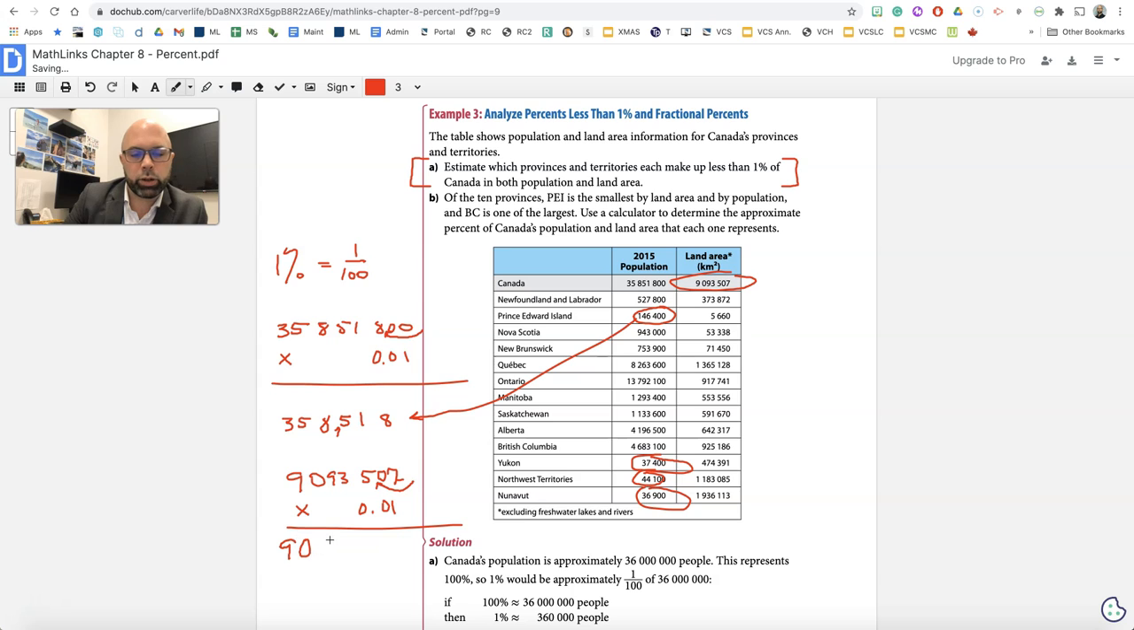Now, again, I want to show you what I'm doing, and I'm sort of taking this slow, but as you do more of these problems, you'll be able to look at a number and instantly say, okay, 1% of that number, I'm moving the decimal 2 spots to the left, and it becomes an easy estimation tool.